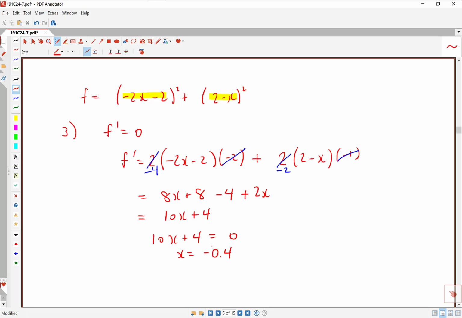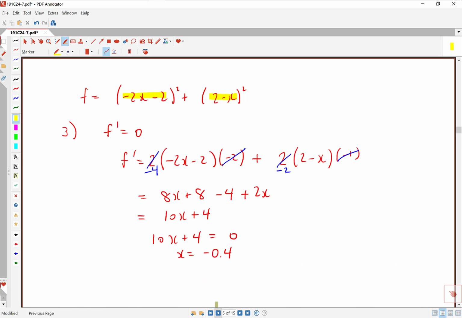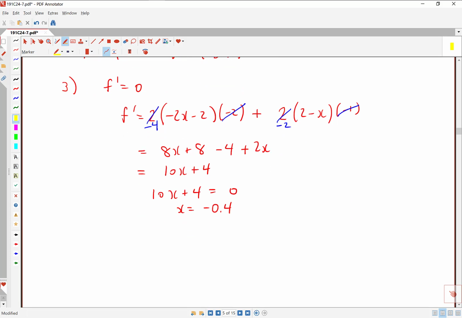So the very last thing we need to do here is just answer the question. And for that, I would scroll back to the original problem and just figure out what the question is asking for. It just says, find the point on that line that is closest to the point (2, 1). So in other words, we need to find the x and the y coordinate of our point. Well, by the end of step 3, we've already found our x coordinate.